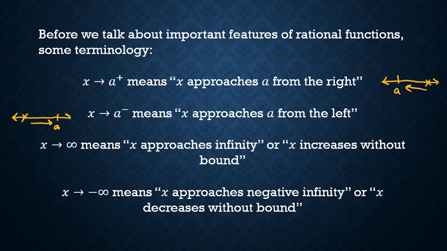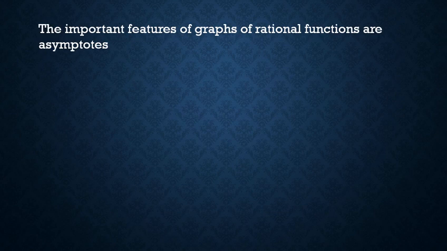So now the features of graphs of rational functions. The important features that I want to talk about here are asymptotes. There are two main kinds. There is a third kind which I will touch on at the end of this video. Overall, not as heavily focused on, but these first two are definitely asked about more frequently. Those are vertical asymptotes and horizontal asymptotes as well. So first up, vertical asymptotes.